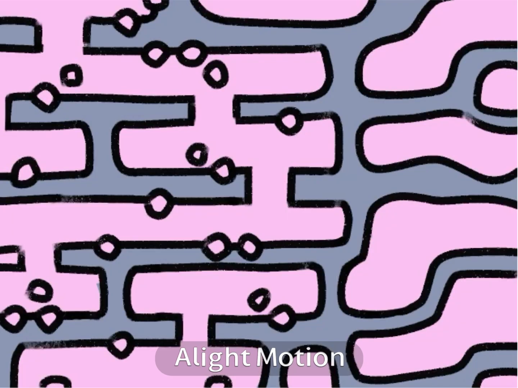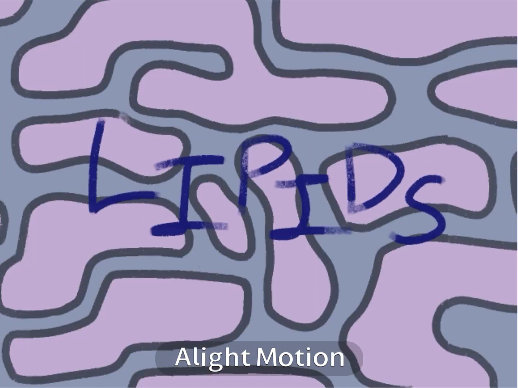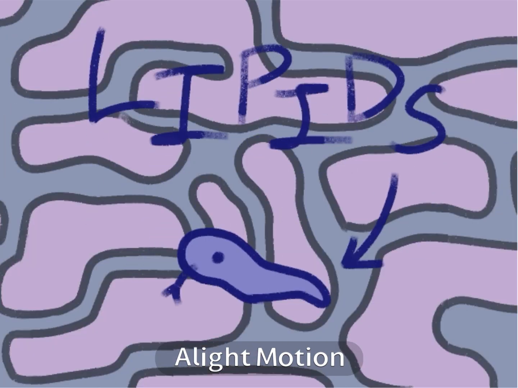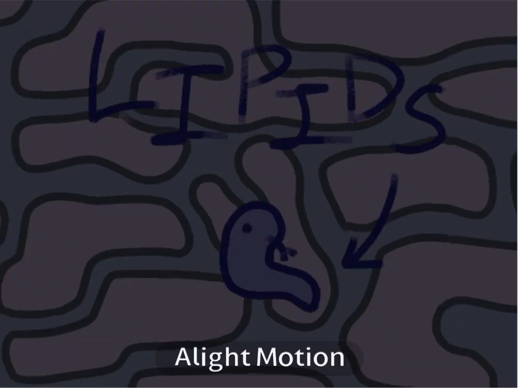Where do lipids come from? The ER does not only create proteins. One area of the ER doesn't have ribosomes, creating lipids instead. Unlike its counterpart, the RER, it is smooth, hence its name, the SER. Lipids are fats, energy stored for later use.